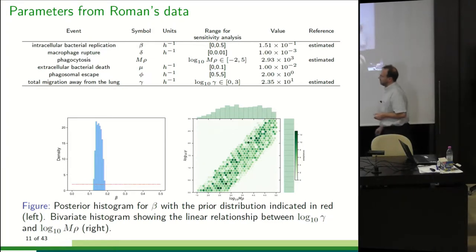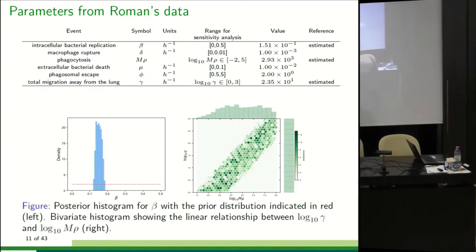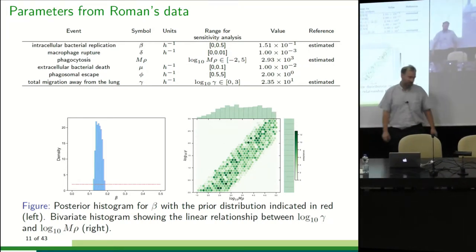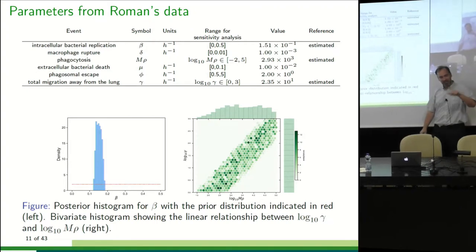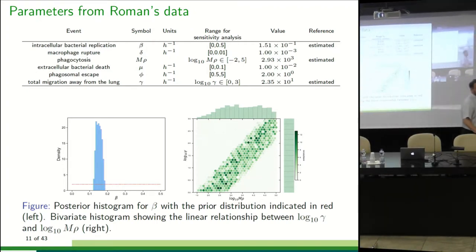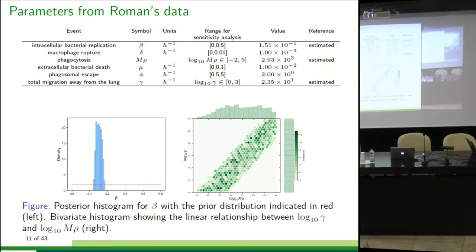And incredibly, I've never seen ABC work so well. So this is the prior distribution, this is the posterior distribution. So our previous guess of 1/6 is right there. Incredible.